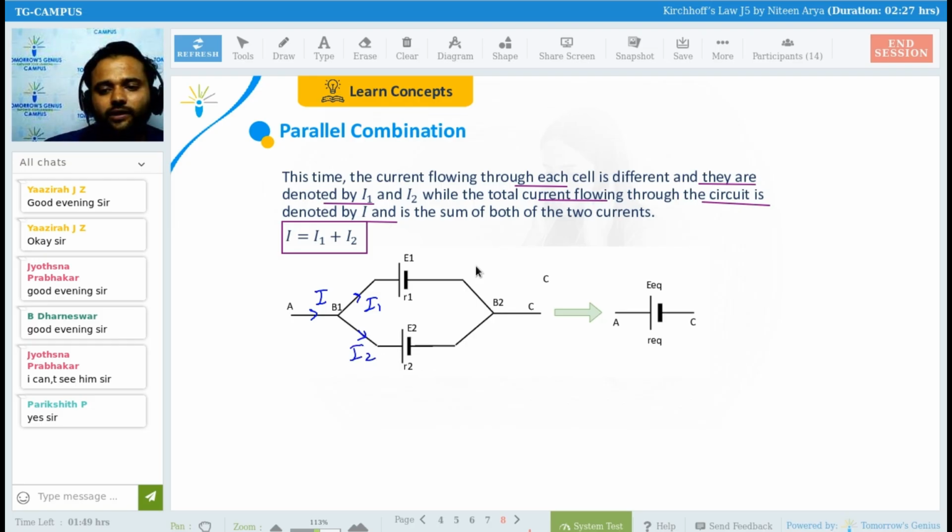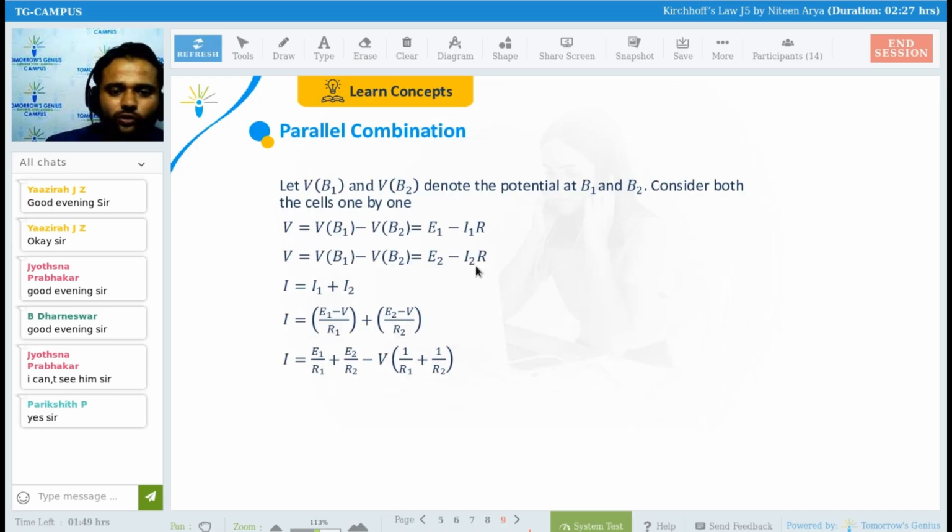And here we need to find E equivalent, R equivalent. So the same method we're going to follow. V, which is VB minus VB1 minus VB2, which is E1 minus I1R1, and E2 minus I2R2. Now I need to find I, not V.